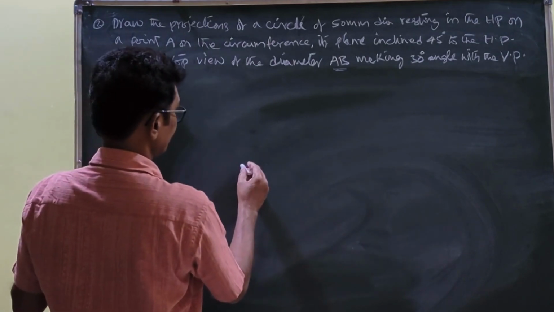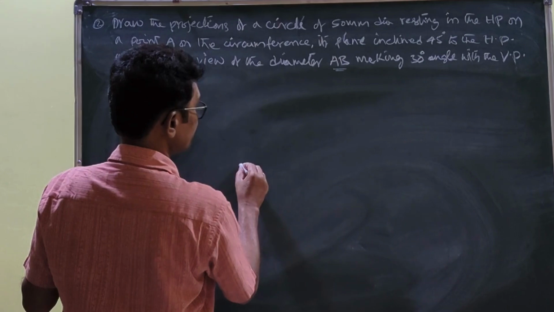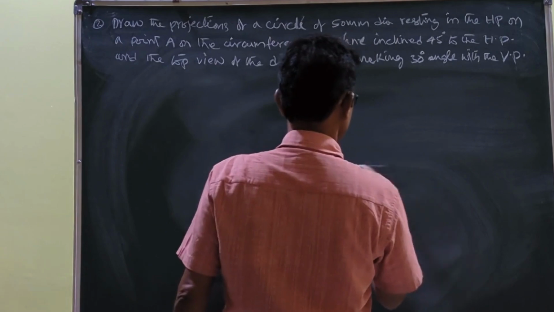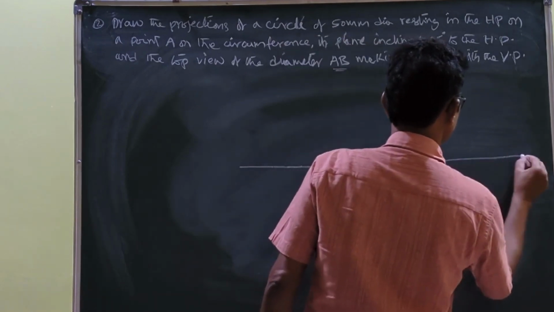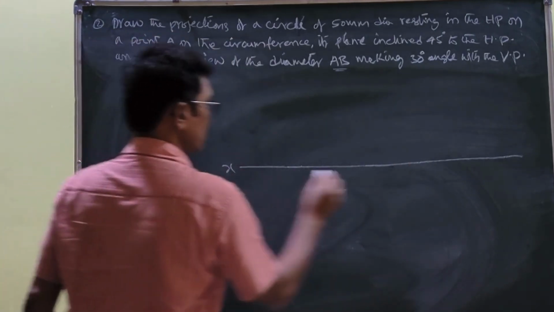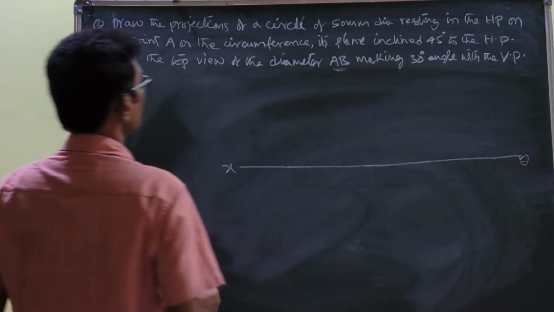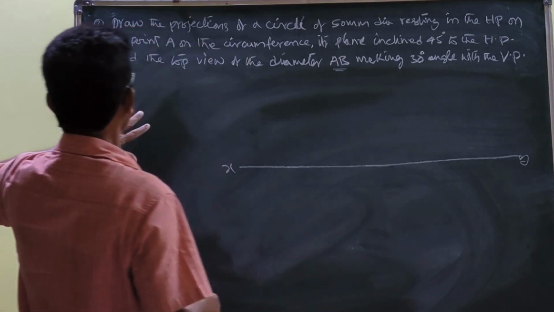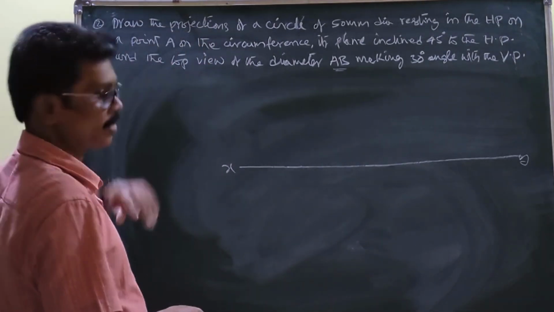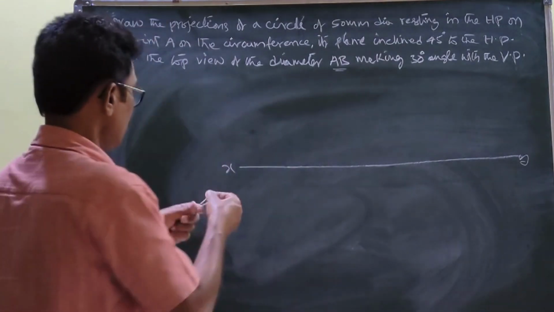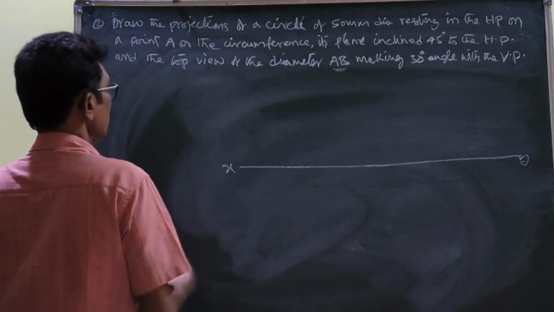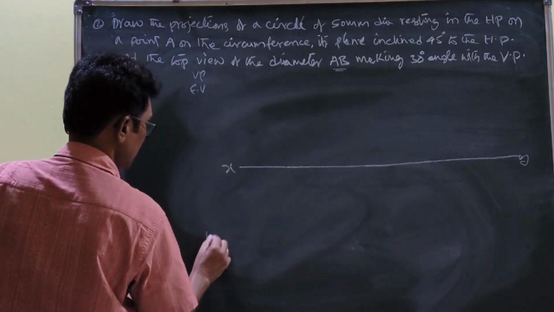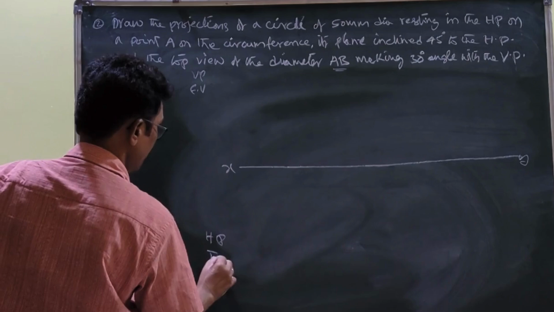As usual, you draw the XY reference line here. So 50 mm diameter circle in the HP on a point A on the circumference. Therefore, you draw this: this is the vertical plane, front view, and this is the horizontal plane, top view.